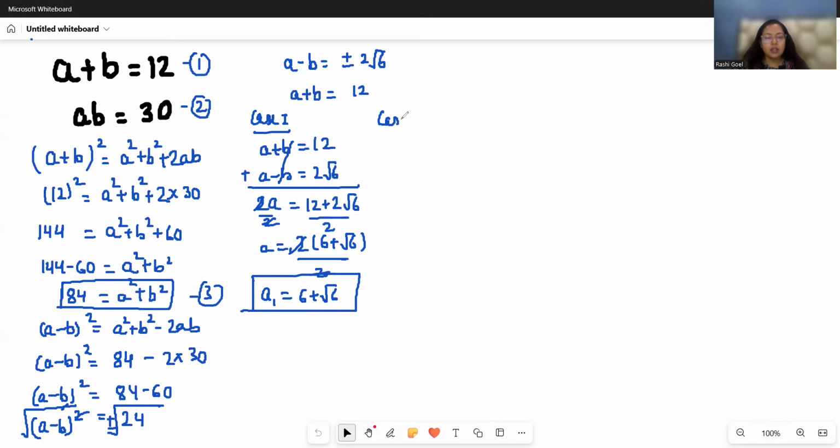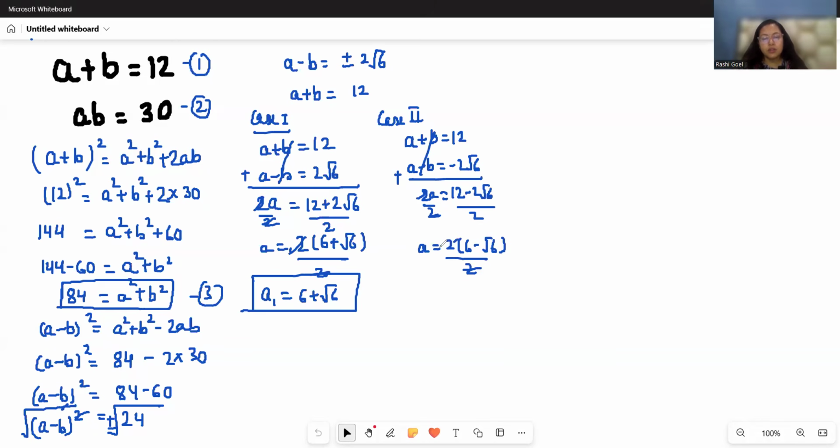Now case 2: when a plus b is 12 and a minus b is minus 2 root 6. Again if I add, it's 2a equals 12 minus 2 root 6. Divide both sides by 2. So a equals 6 minus root 6. So a2 is 6 minus root 6.